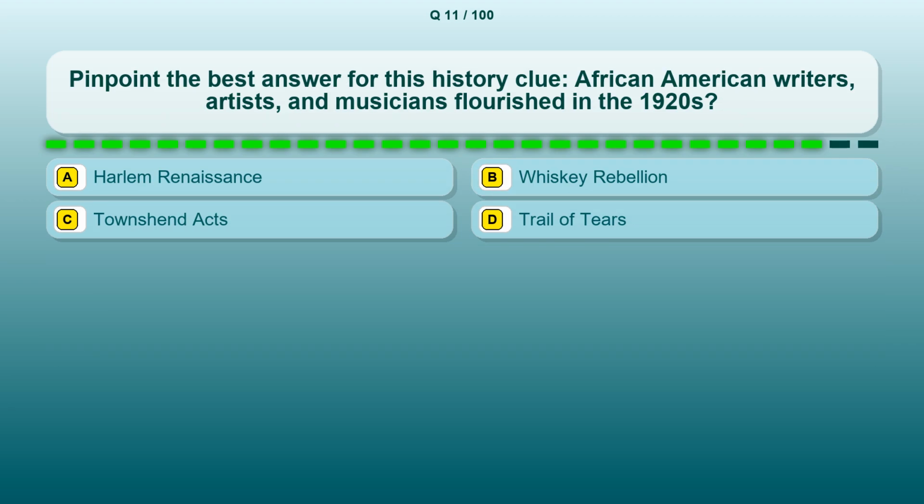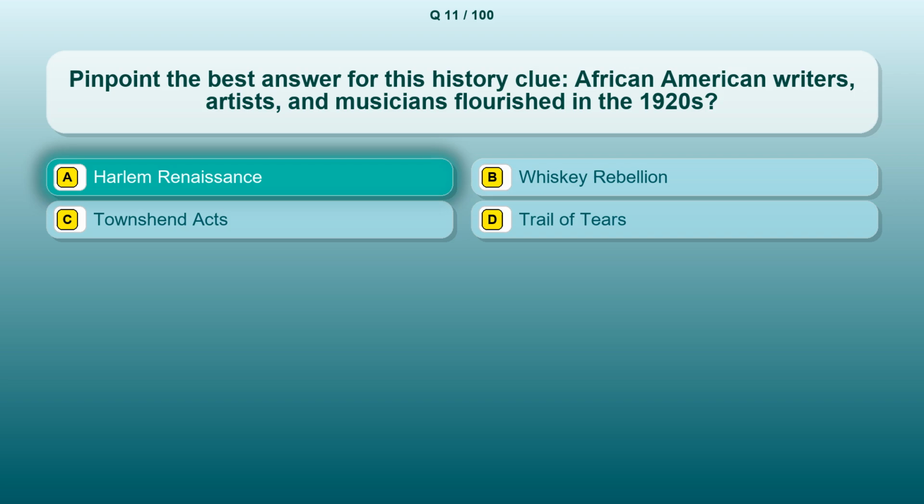Question 11. Pinpoint the best answer for this history clue. African American writers, artists, and musicians flourished in the 1920s. Option A, Harlem Renaissance. Option B, Whiskey Rebellion. Option C, Townsend Acts. Option D, Trail of Tears.